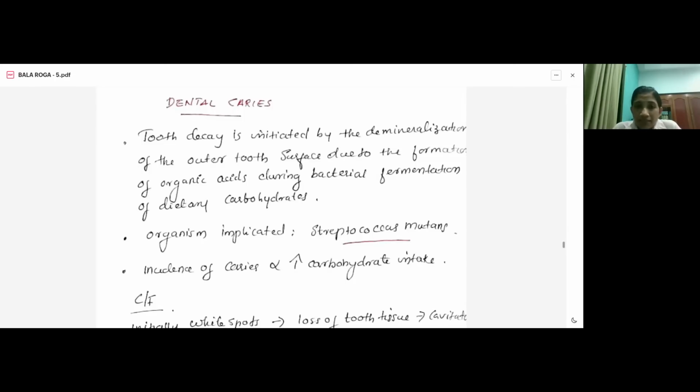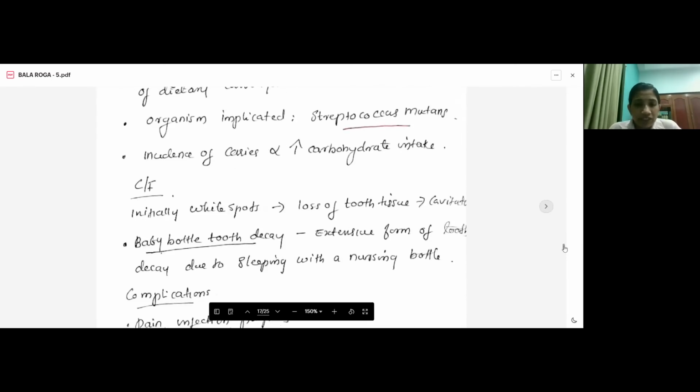Okay, the organism mainly present in dental caries is Streptococcus mutans. What is the organism? Streptococcus mutans. And the incidence of dental caries is directly proportional to increased intake of carbohydrate. Okay, and the clinical features, you are well aware of that. Initially white spots are present on the teeth and the loss of tooth tissue, which results in cavitation.